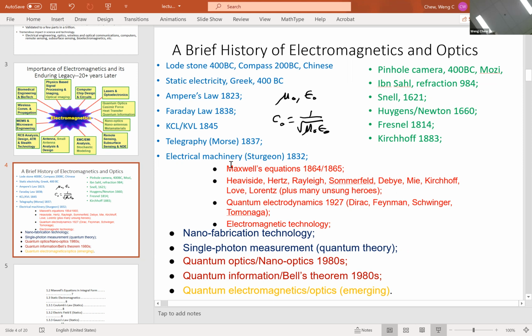One of the very interesting things is that people figured out how to make electrical machinery in 1832, even before Maxwell's equations were completed. Now Maxwell's equations lead to a whole bunch of new technologies that are very interesting.